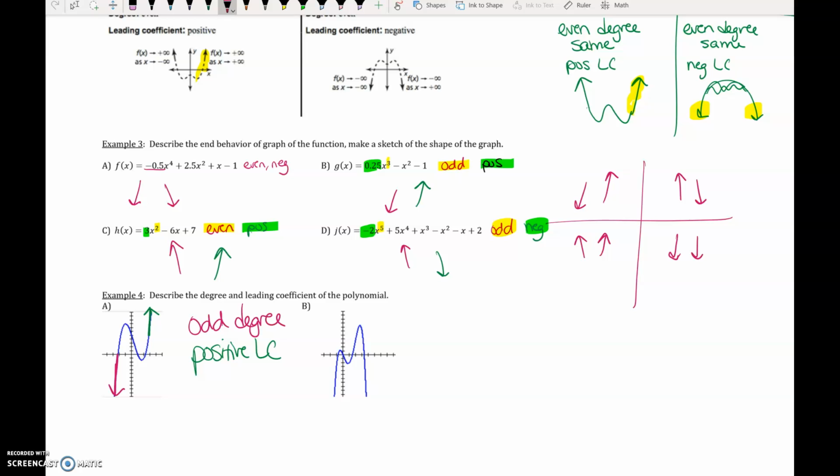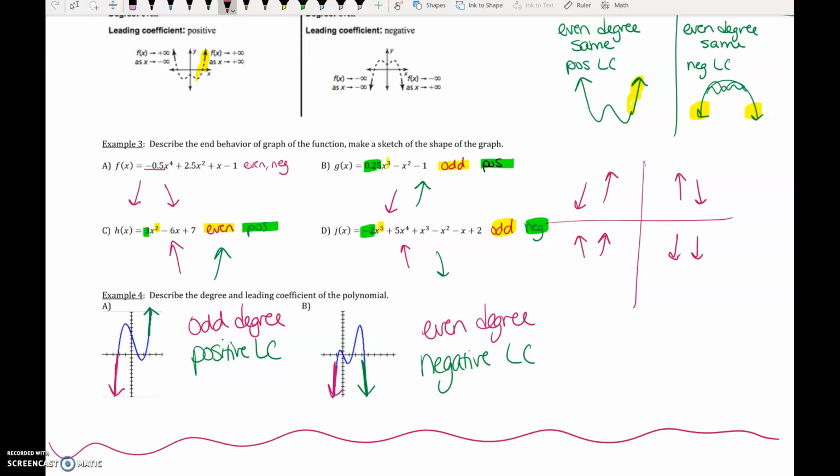So pause the video and try B on your own. The right side points down, that means a negative leading coefficient. The left side also points down, so that means that we have an even degree because the ends are pointing in the same direction.